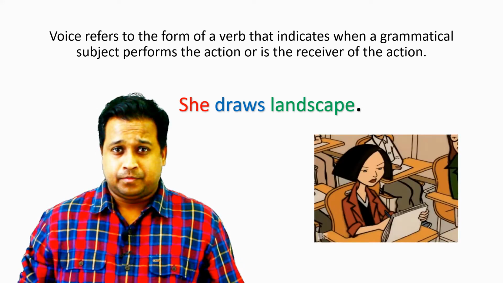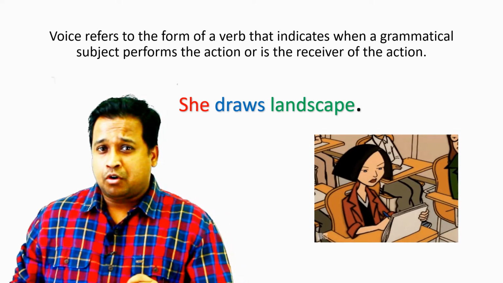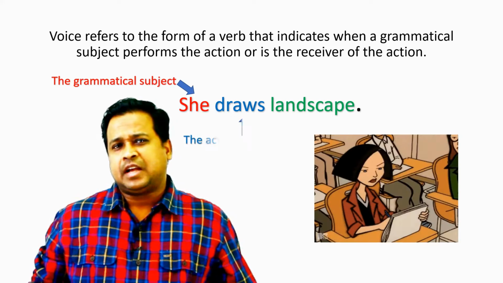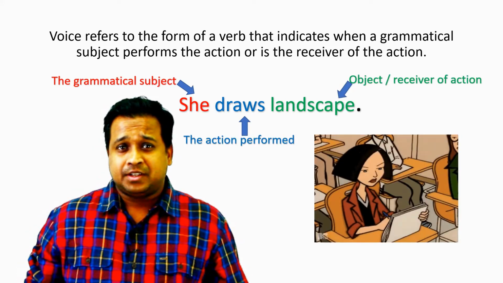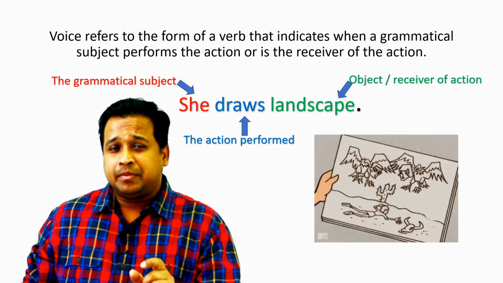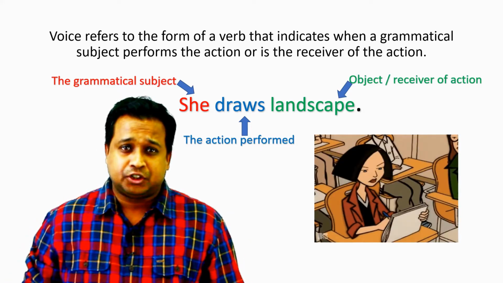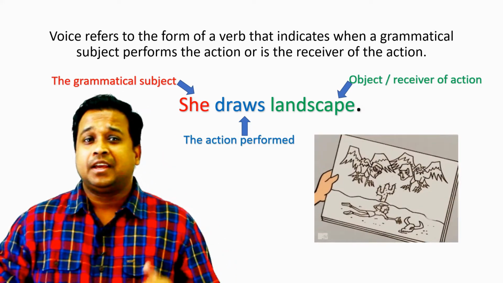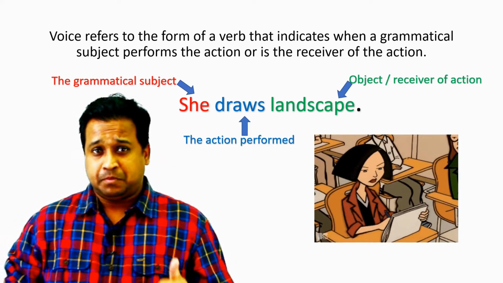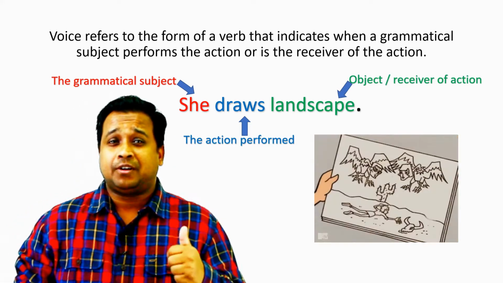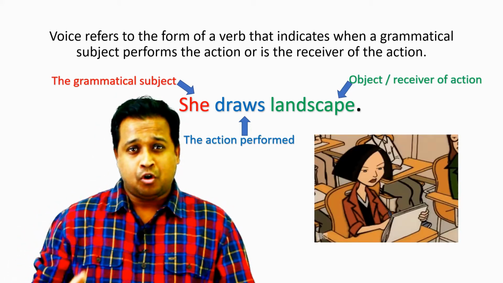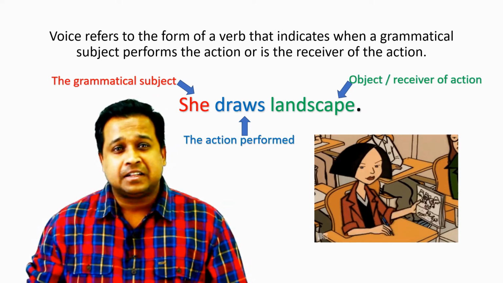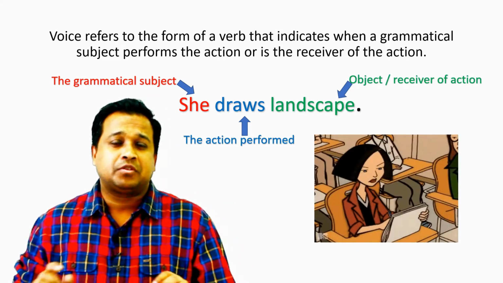an action. "She draws landscape" is an example of an active voice. It's a voice where you will notice the verb is telling you who has done the action, and the action is done by she. She is a person who is also the grammatical subject of this sentence. She draws, that means she has done the action of drawing, performed the action.